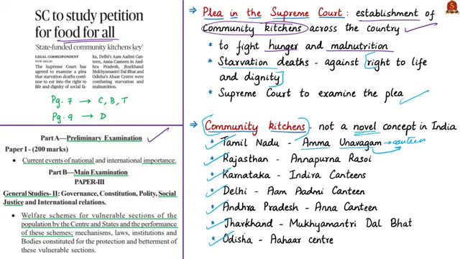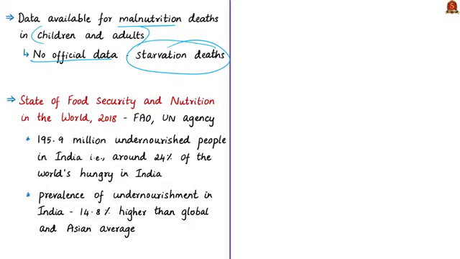All these programs are aimed to combat starvation and malnutrition. The petition also noted that data was available for malnutrition deaths in children and adults in the country, but there is no official data available for death of persons due to starvation.